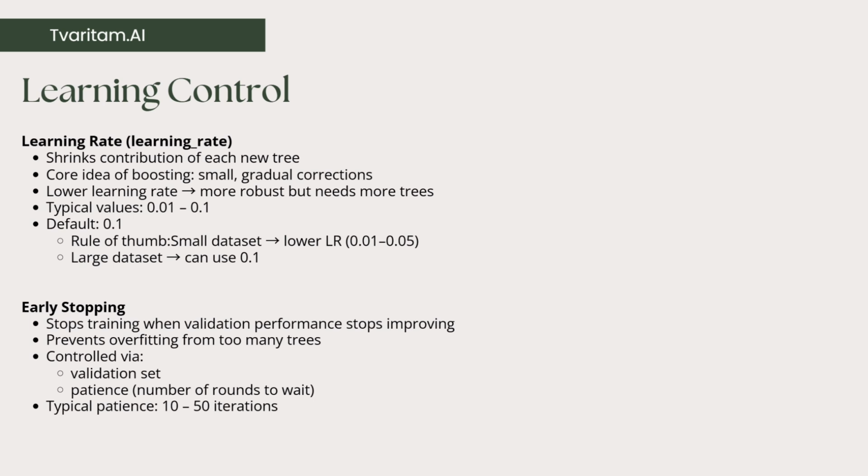Now for learning control, we have the learning rate that shrinks the contribution of each new tree. The core idea behind boosting, as we have discussed in the example where it was 0.5, but in real world it ranges between 0.01 to 0.1. Lower learning rate leads to more robust trees, but it will require more trees to reach the minimum point of error. Rule of thumb, we can start with a lower learning rate and then we can gradually change depending on the validation accuracy. Early stopping stops training when validation performance stops improving. It prevents overfitting from too many trees. So we can give a patience of 10 to 50 iterations where if the validation loss does not improve, we can stop the training process.